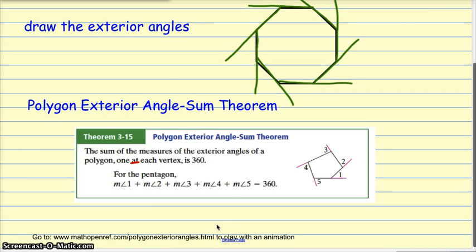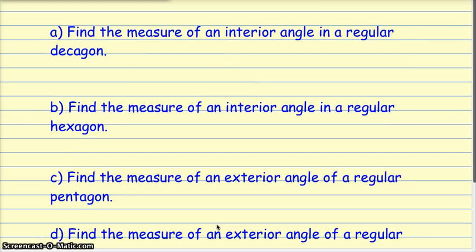This part down here is just talking about the pentagon. Because the pentagon has 5 sides, it has 5 exterior angles. So if it were a hexagon, there'd be a 6th angle, octagon, there'd be an 8th angle, and so on and so forth.